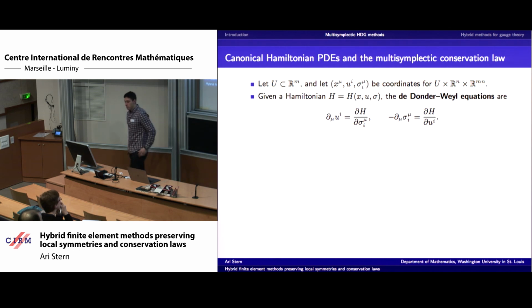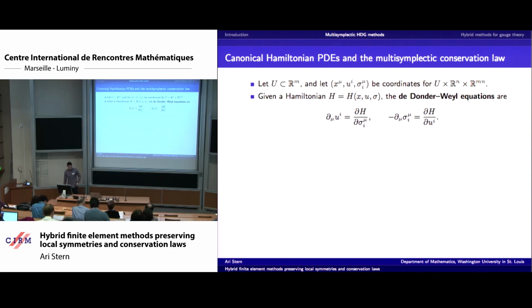All right? So if I'm given a Hamiltonian of x, u, and sigma, these are the de Donder-Weil equations, which basically say that grad u is partial H partial sigma, and minus divergence sigma is partial H partial u. Here I'm using the Einstein index convention, so when you see this mu twice, it means that there's a sum over mu. So this is the generalization of the canonical form of Hamilton's equations in q and p.